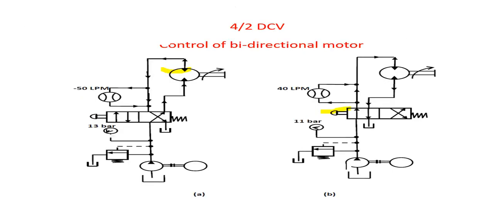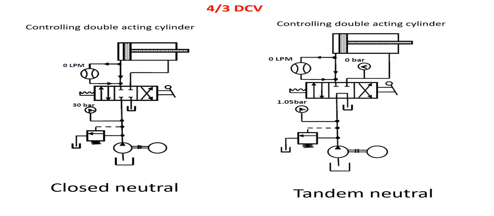This is another example, a 4 by 3 direction control valve. You can see that there are four ports and three positions, and here it is a closed neutral. Closed neutral means the fluid coming from the pump is not supplied to the actuator, and because there is no path for the fluid to go into the hydraulic circuit or towards the actuator, the entire fluid drains through the pressure relief valve.